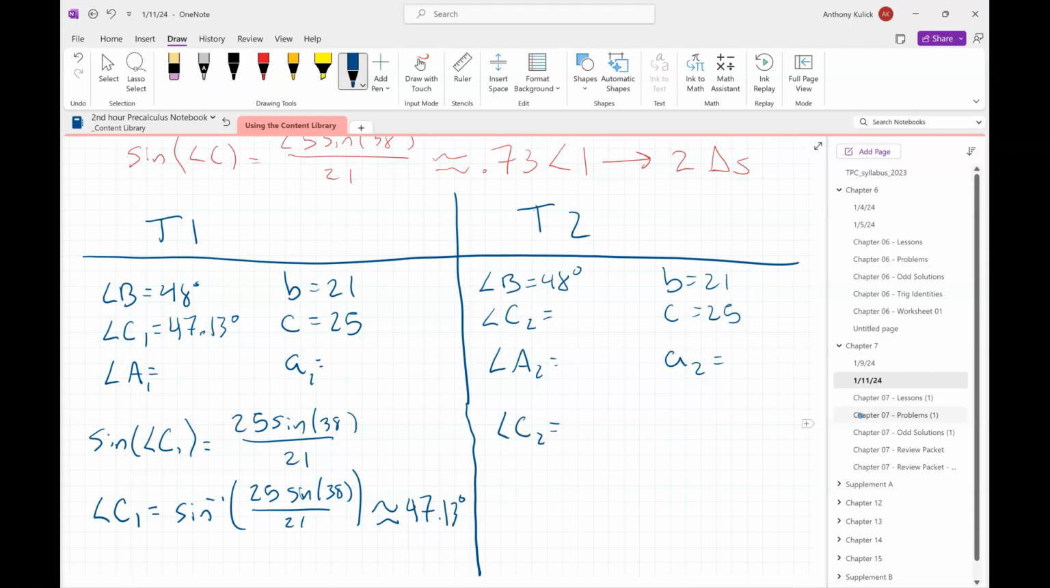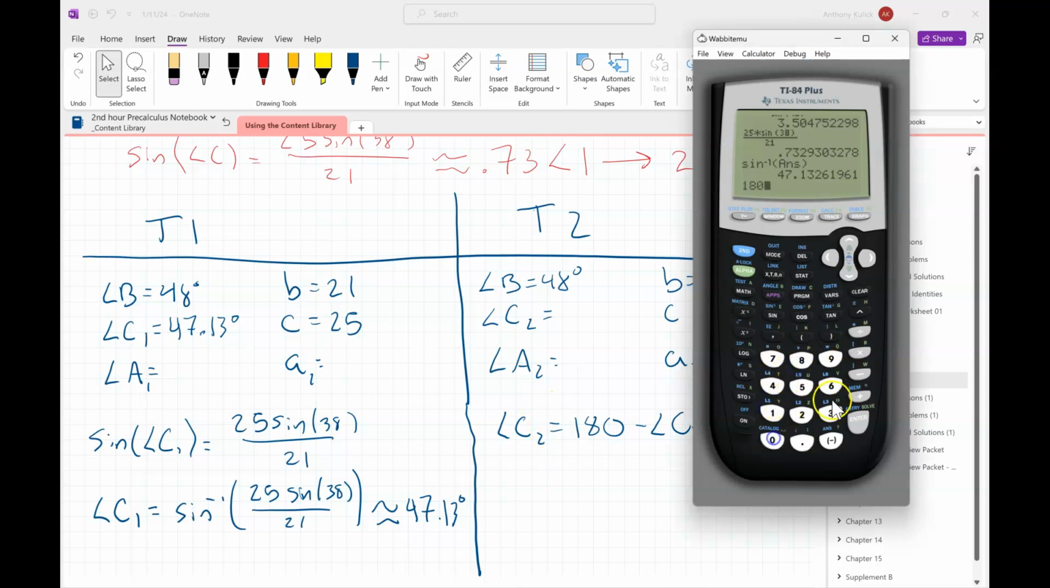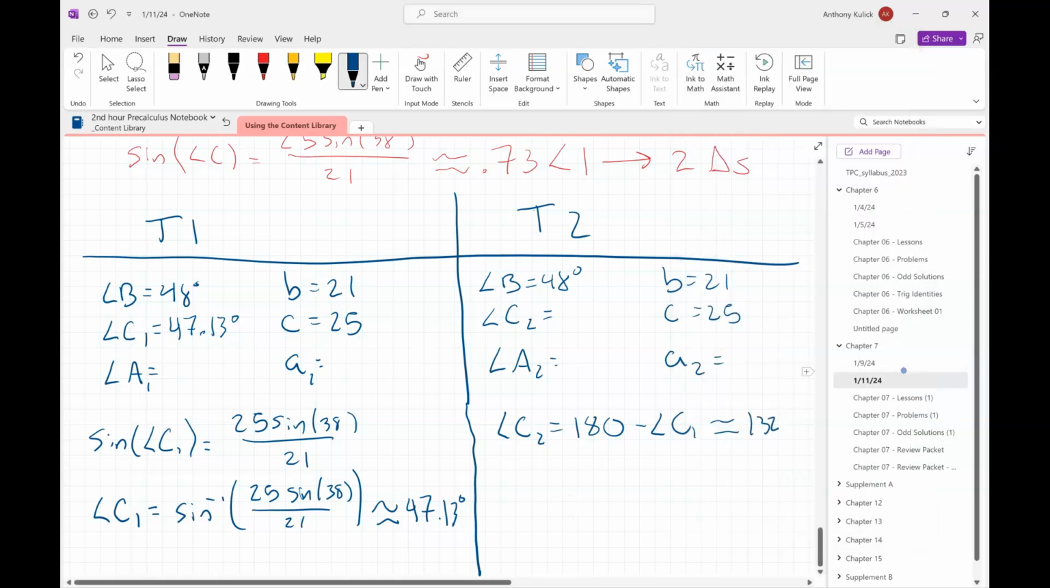And now to get angle C2, that is just going to be the supplement of angle C1. 132.87. Always, the most common mistake I see students make here is that they find A1 next, and then they do the supplement of A1 also. It only works for the first angle. It has to be the first angle you solve in triangle 1 that will give you the first angle in triangle 2. The third angle, the supplement of it, will not give you an angle in triangle 2. Is everybody okay there?